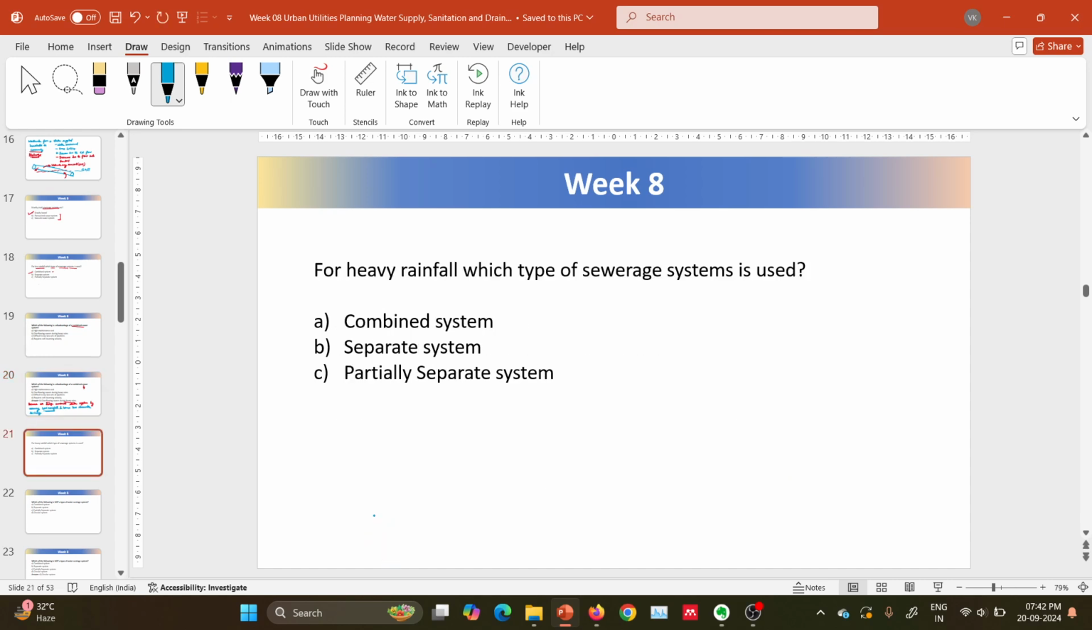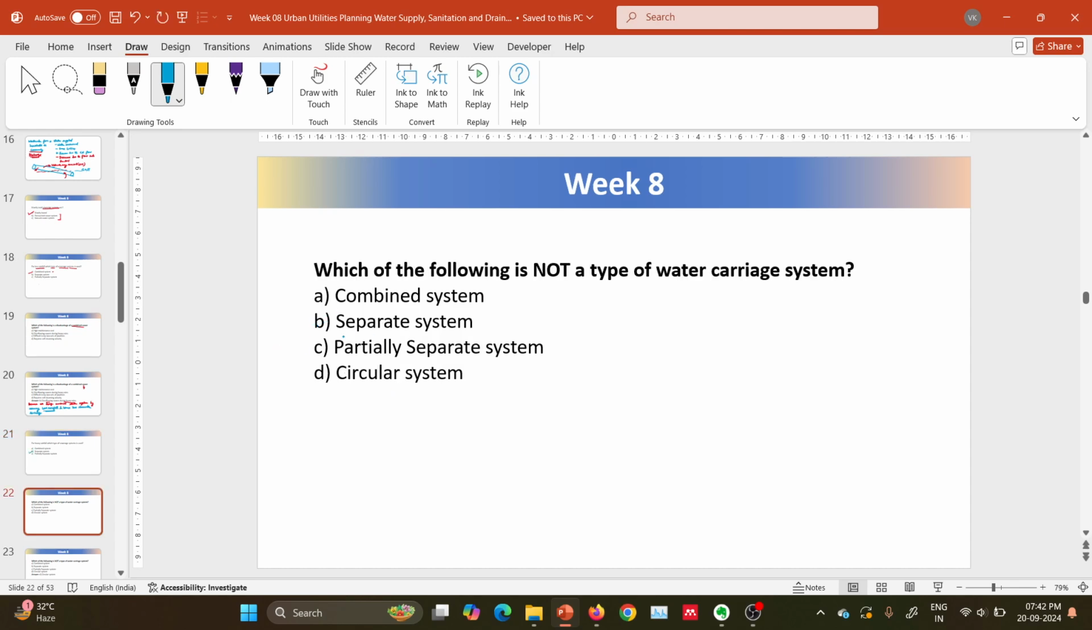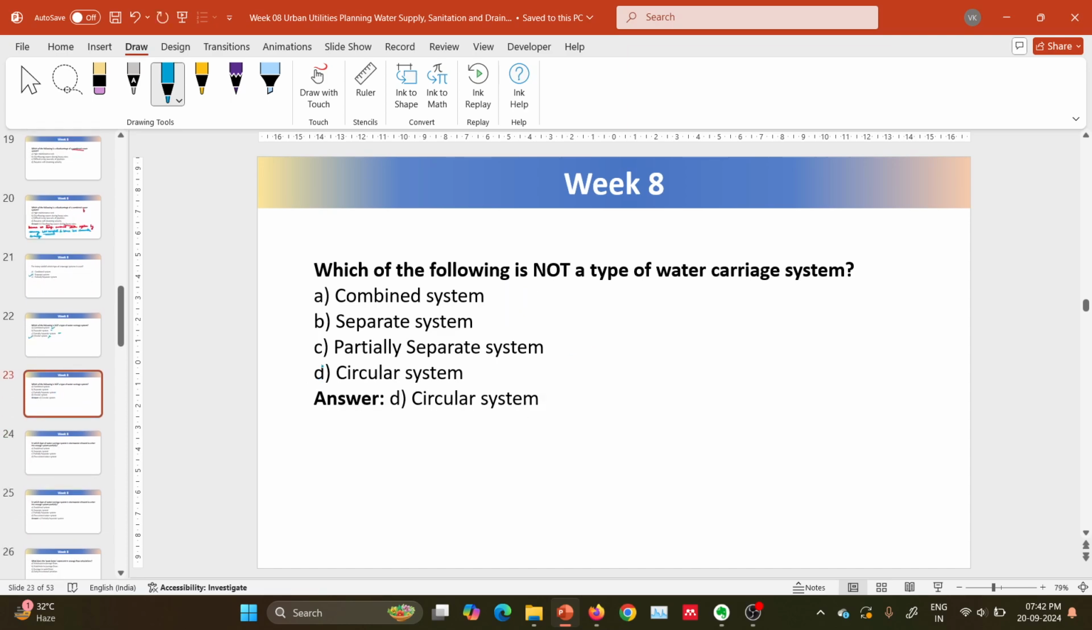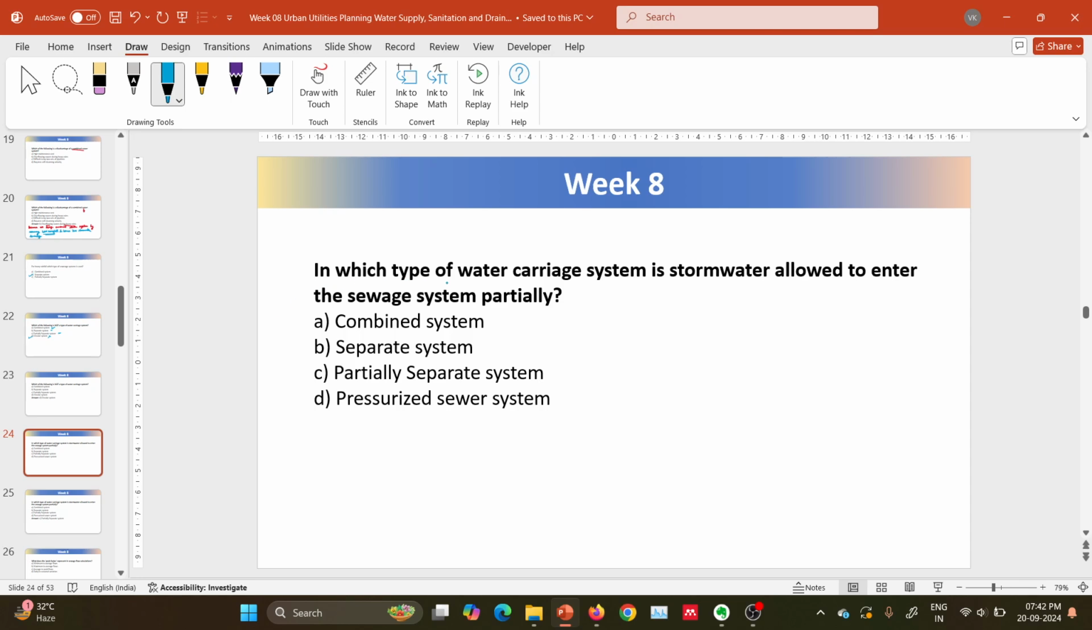For heavy rainfall, which type of sewerage system is used? For heavy rainfall, separate system is used. Which of the following is not a type of water carrier system? So these are water carrier system, but this is not a water carrier system. So this is correct. In which type of water carrier system is stormwater allowed to enter into the sewage system partially? So this is partially separate system. So in which the water from rooftops and paved areas is allowed to mix with the sewage pipeline. That is partially.